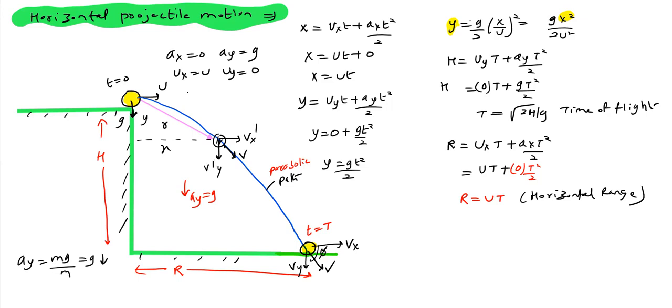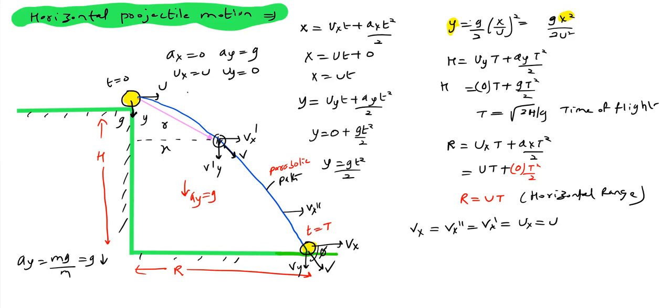Now, how to calculate this horizontal velocity? The horizontal velocity everywhere will remain constant. This is something very important, which I should indicate. So Vx dash should be equal to Ux, which is equal to Vx. The horizontal component of velocity of the particle will not change.